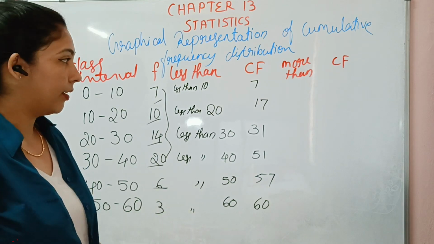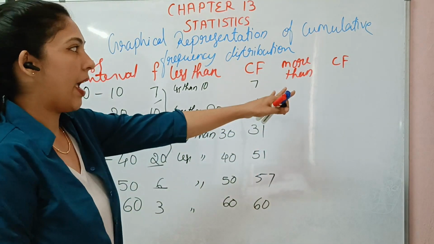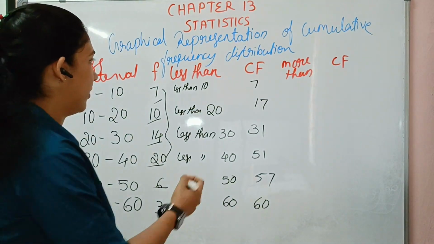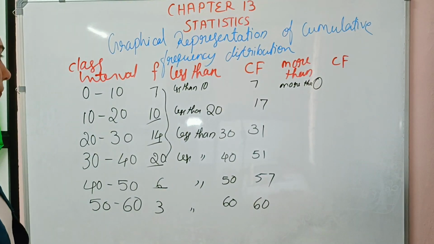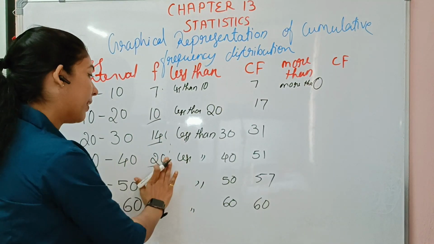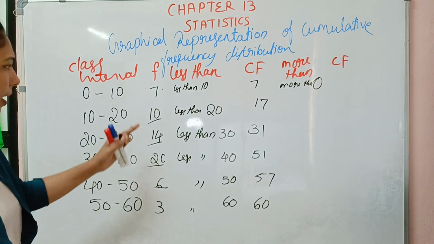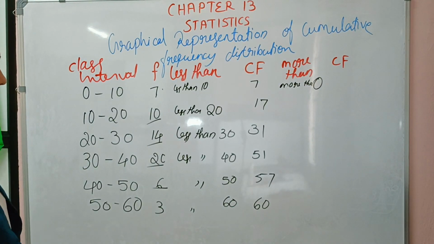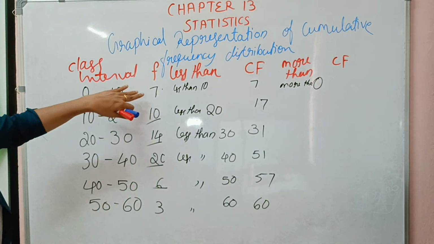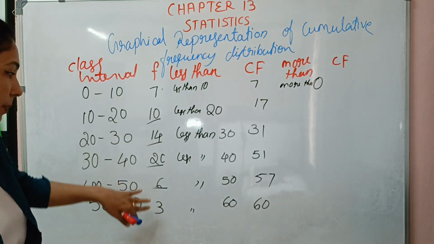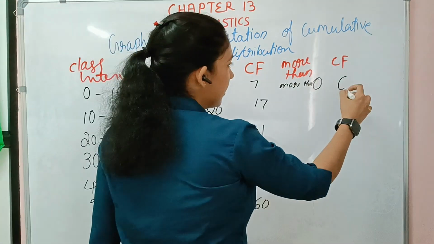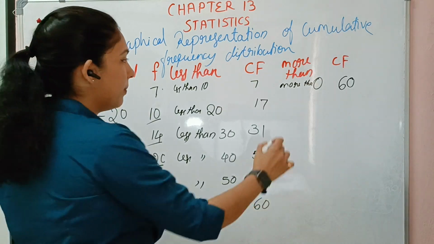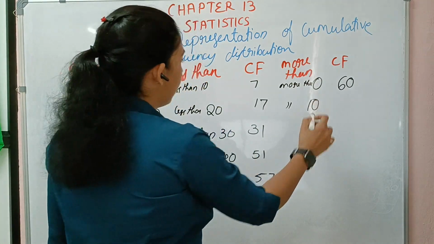We understand this clearly. Similarly, we have to write more than values. First we have to consider more than 0. How many values should be considered here? See, all these values are more than 0. So adding all these numbers, that is 7 plus 10 plus 14 plus 20 plus 6 plus 3, we get 60.